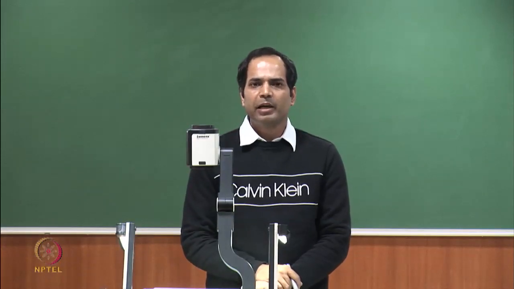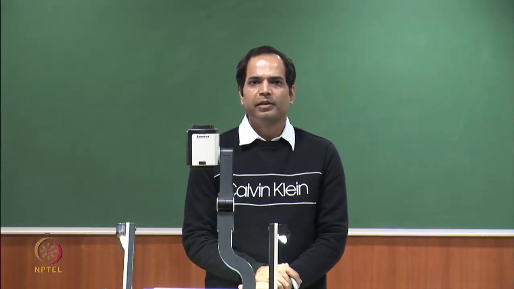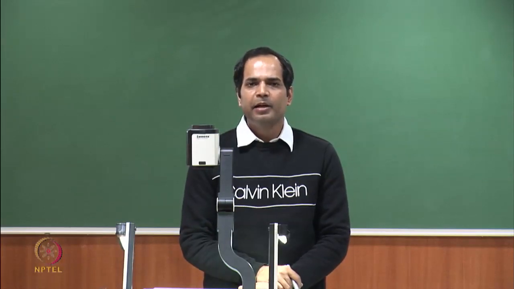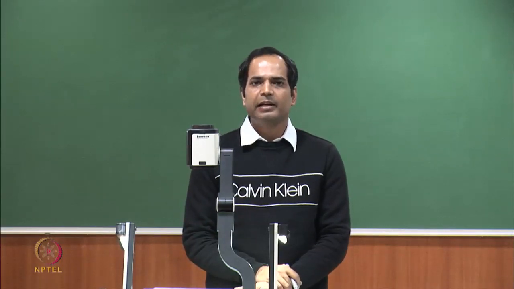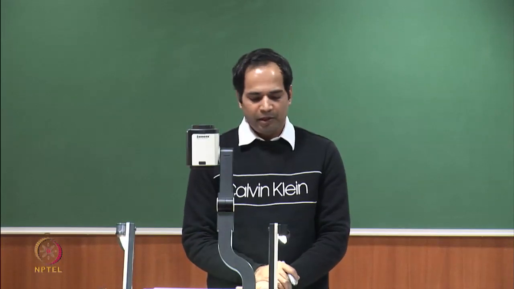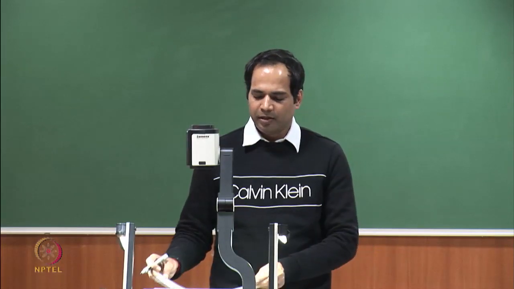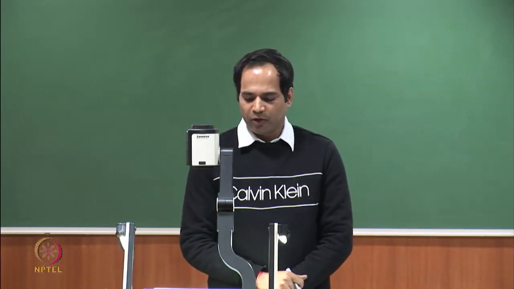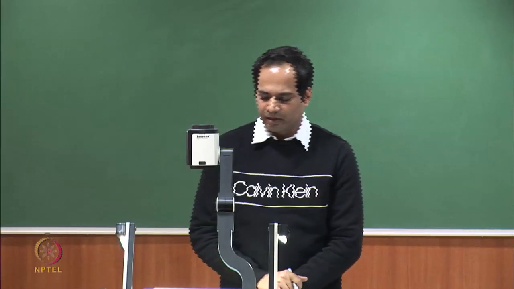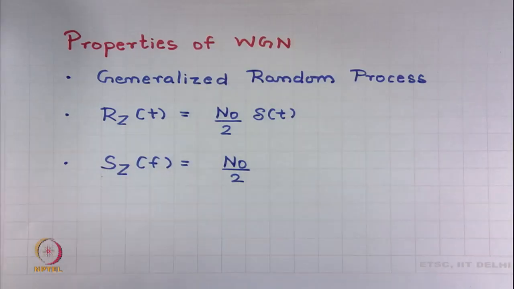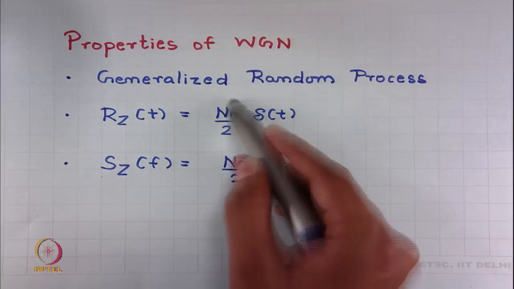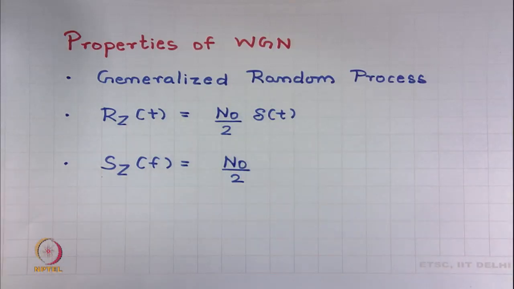Similarly, when we want to think about white Gaussian noise, it is not so important to define it exactly, but you have to understand it in terms of its properties. Okay. So, what are the properties of white Gaussian noise? That is the next question. The properties of white Gaussian noise are: it is a generalized random process. It has an autocorrelation function which is N0 by 2 times delta t. It has a power spectral density which is constant, and the value of this constant is N0 by 2.